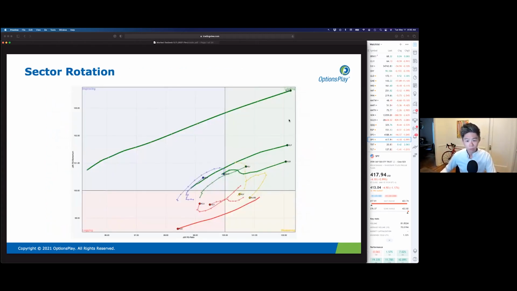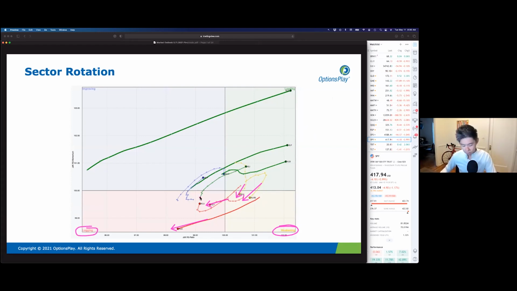And as we look at sector rotation here, look at the sectors that are outperforming: financials, materials, industrials, energy. These are not what I would consider high beta tech names, right? These are not the stocks that are performing. The higher beta tech names, technology, consumer discretionary, healthcare, real estate, are all either weakening or getting back into the lagging category.